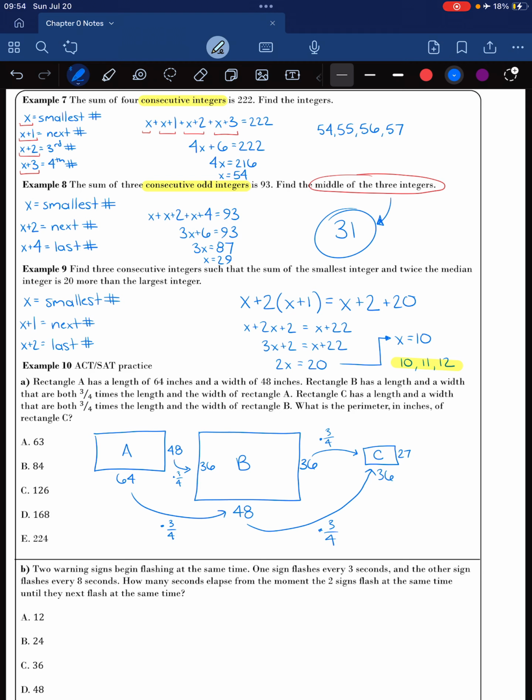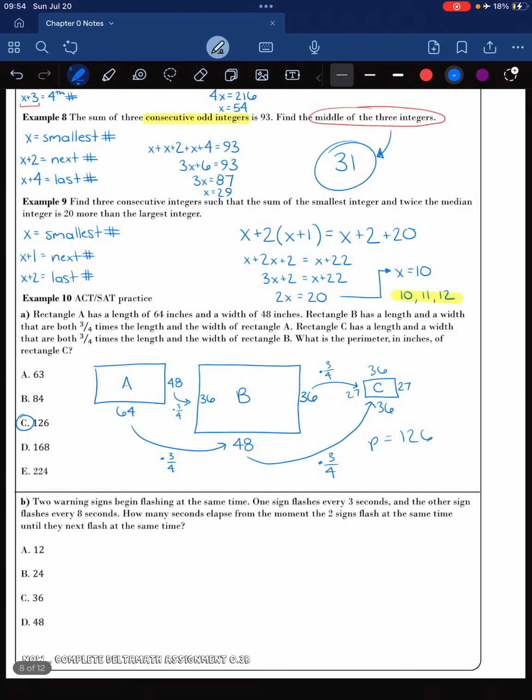Okay, cool. Now what? What is the perimeter of rectangle C? Okay, so rectangle C, that just means that I need to add up all of the lengths and widths. So 36 times 2 plus 27 times 2 is 126. That's the perimeter. Boom. Nice.